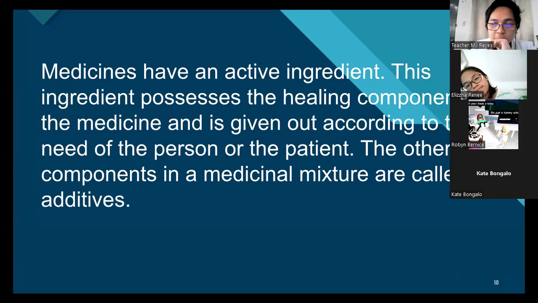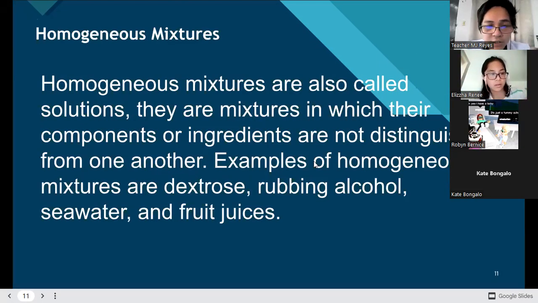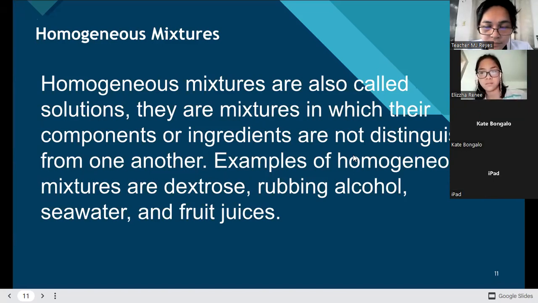Okay, again, additives act like a catalyst. When you say catalyst, it is anything that makes the reaction faster. That's a catalyst. Let's move now to homogeneous mixtures. Do you have any question with heterogeneous mixtures? Hetero means many. Any question so far with heterogeneous mixtures?